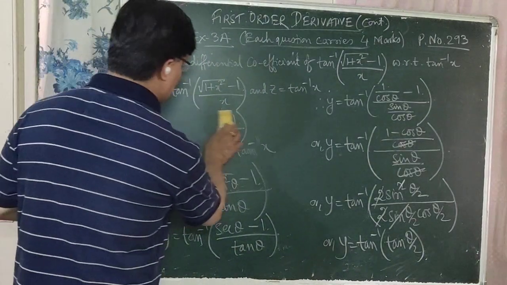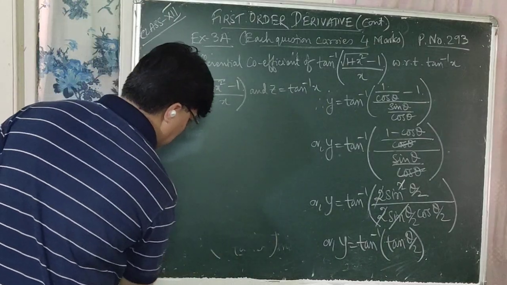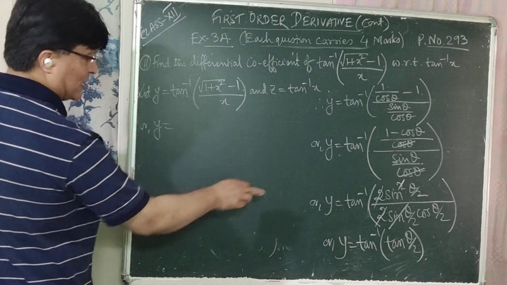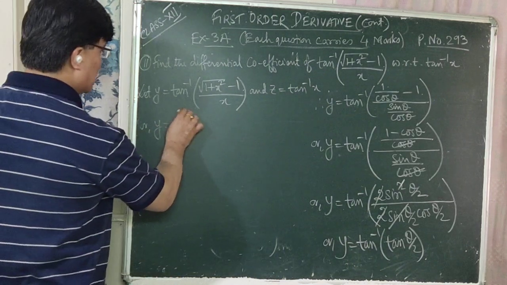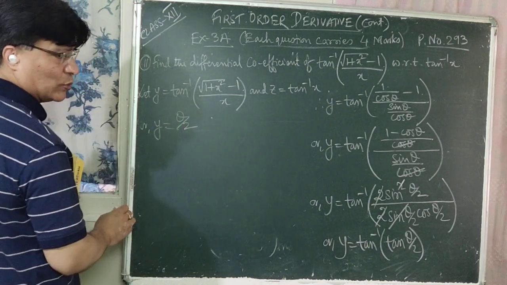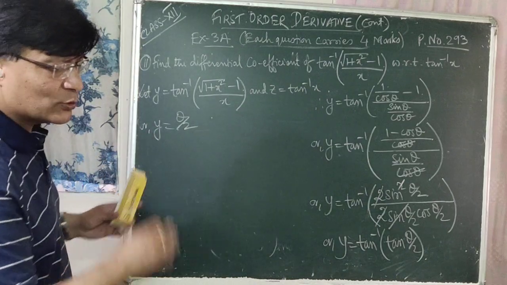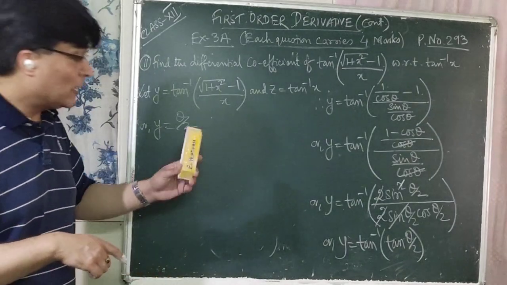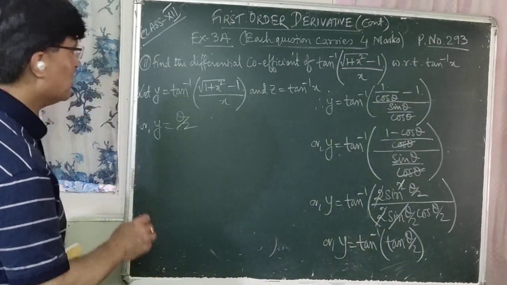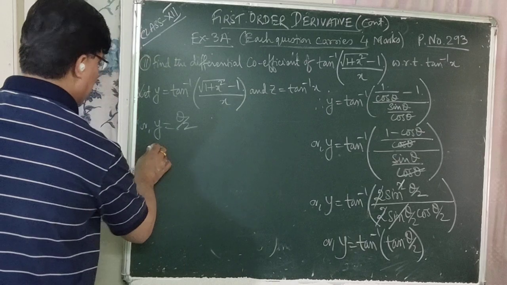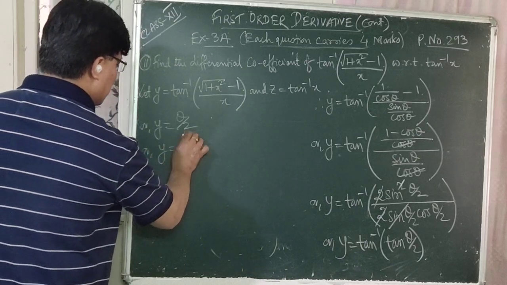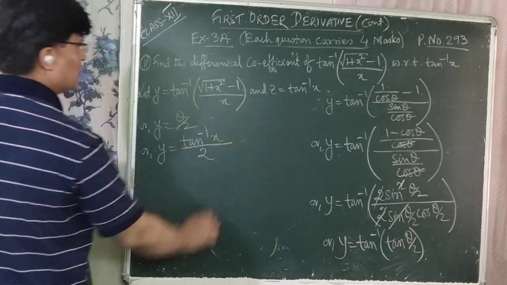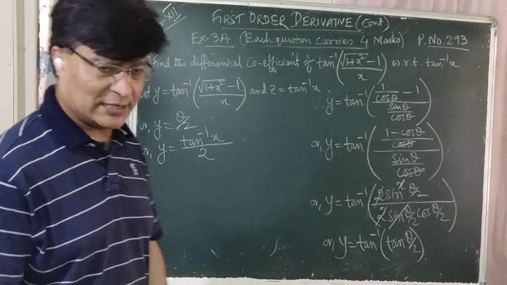So now you can easily simplify it. Now y is equal to tan inverse tan theta by 2, which is theta by 2, right? Like, if there is tan inverse tan x, then you can write x. If it is tan inverse tan theta by 2, it is theta by 2. Now you should put the value for theta. What was the value for theta there? It was tan inverse x, divided by 2. Now you can put the value for theta here.